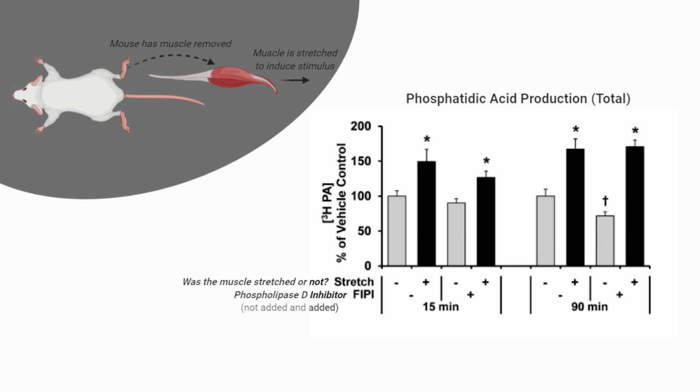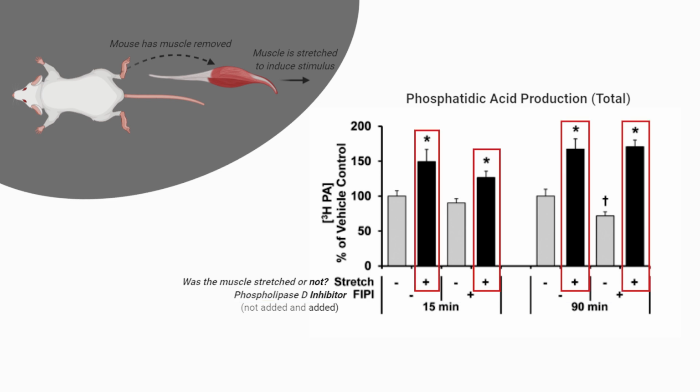In this next piece of data, the researchers are using the same procedure, but instead of measuring phospholipase activity, they are measuring phosphatidic acid production, which is the primary product created by phospholipase D. In the experiment, they are also inhibiting phospholipase D by a specific inhibitor. So what do we see?